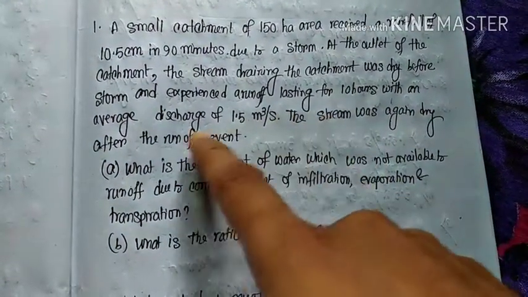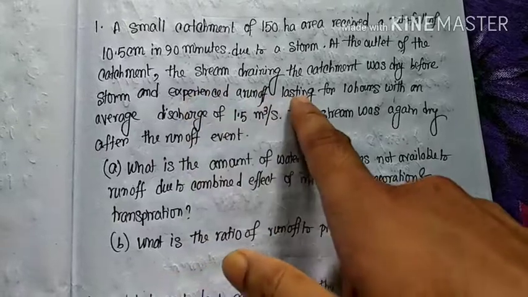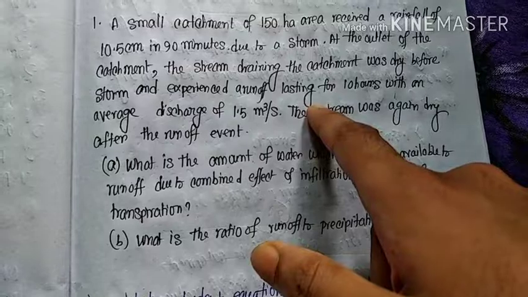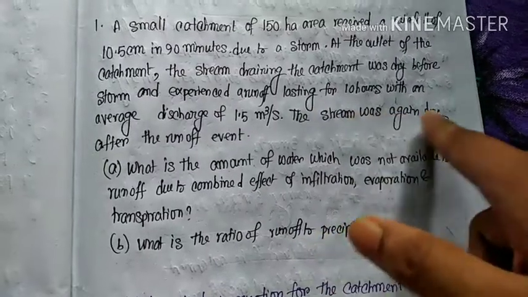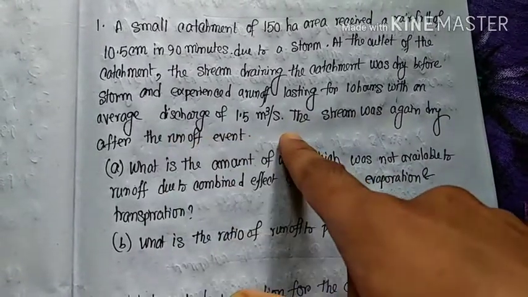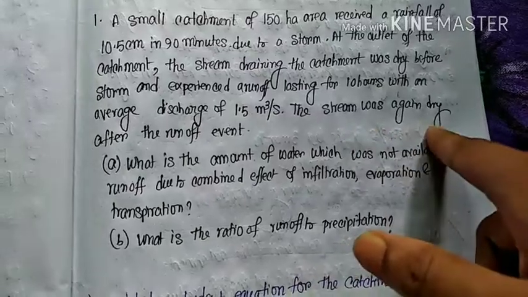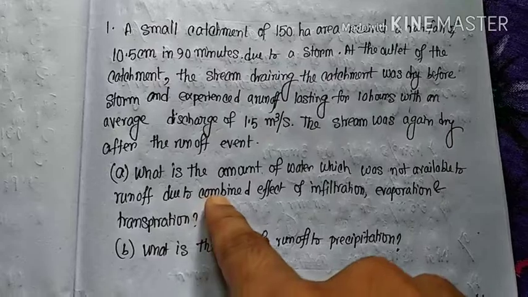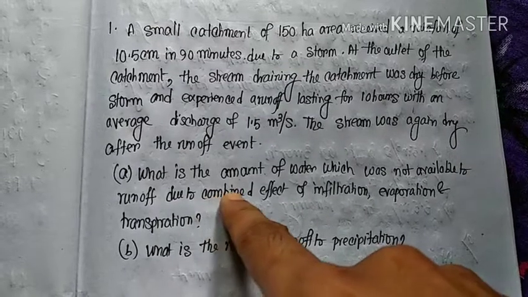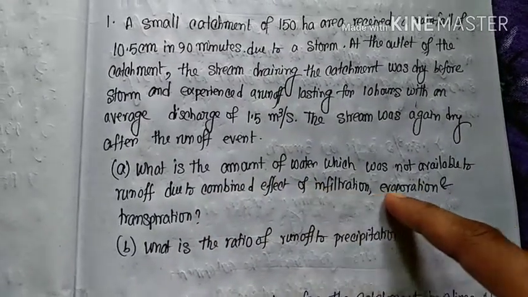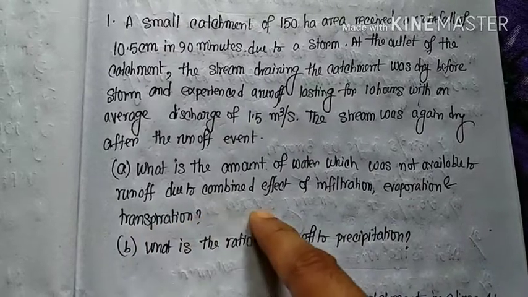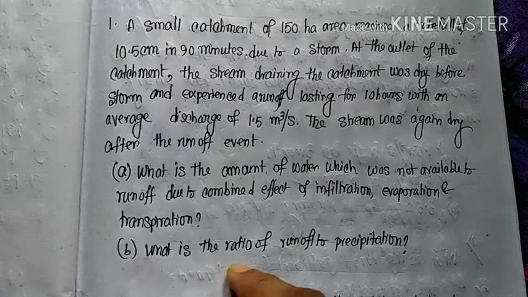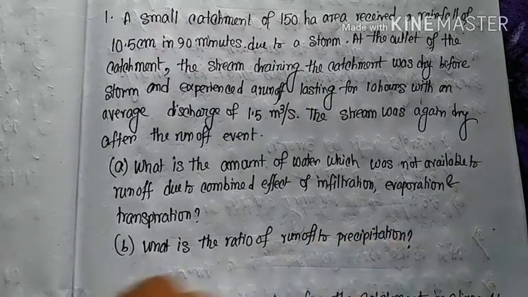At the outlet of the catchment area, the stream draining the catchment was dry before the storm and experienced a runoff lasting for 10 hours with an average discharge of 1.5 meter cube per second, and the stream was again dry after the runoff event. What is the amount of water which was not available as runoff due to the combined effect of infiltration, evaporation and transpiration? And the second question is, what is the ratio of runoff to precipitation?